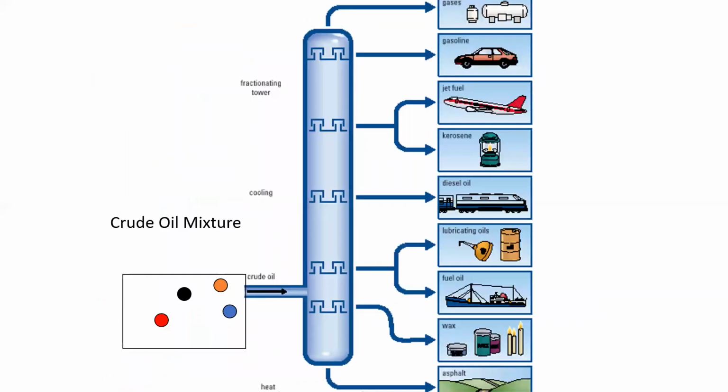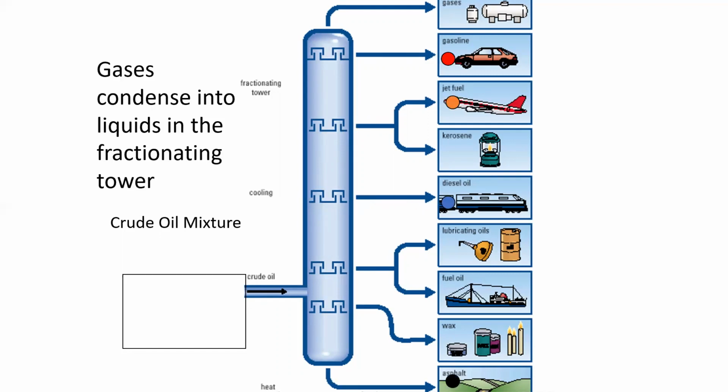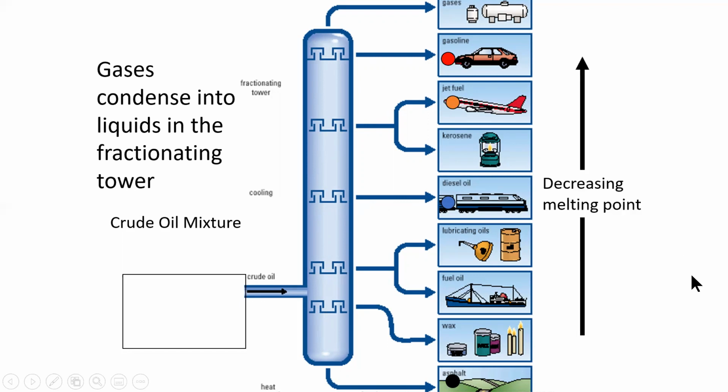So to show you a little simulation, here are 4 fractions that we're going to separate. They go in the fractionating tower and get heated, and as they rise, some fractions like gasoline are removed near the top of the fractionating tower, and asphalt comes out at the bottom of the fractionating tower. And as you go up the tower, of course, there are decreasing melting points for each of these substances. And we use the difference in the melting point to separate the various fractions in crude oil.